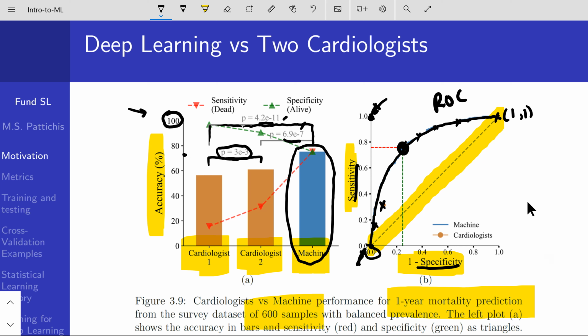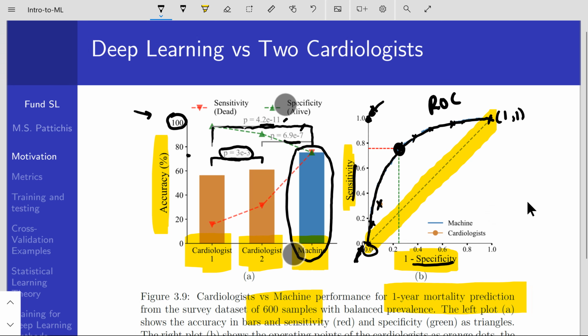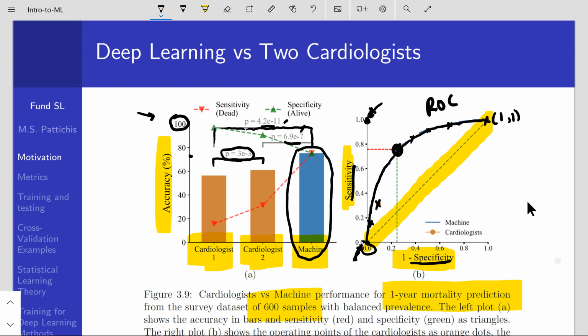Okay, so again, you want this p-value, and these are the concepts we need to understand. Okay, we need to understand whether a patient will survive or not.